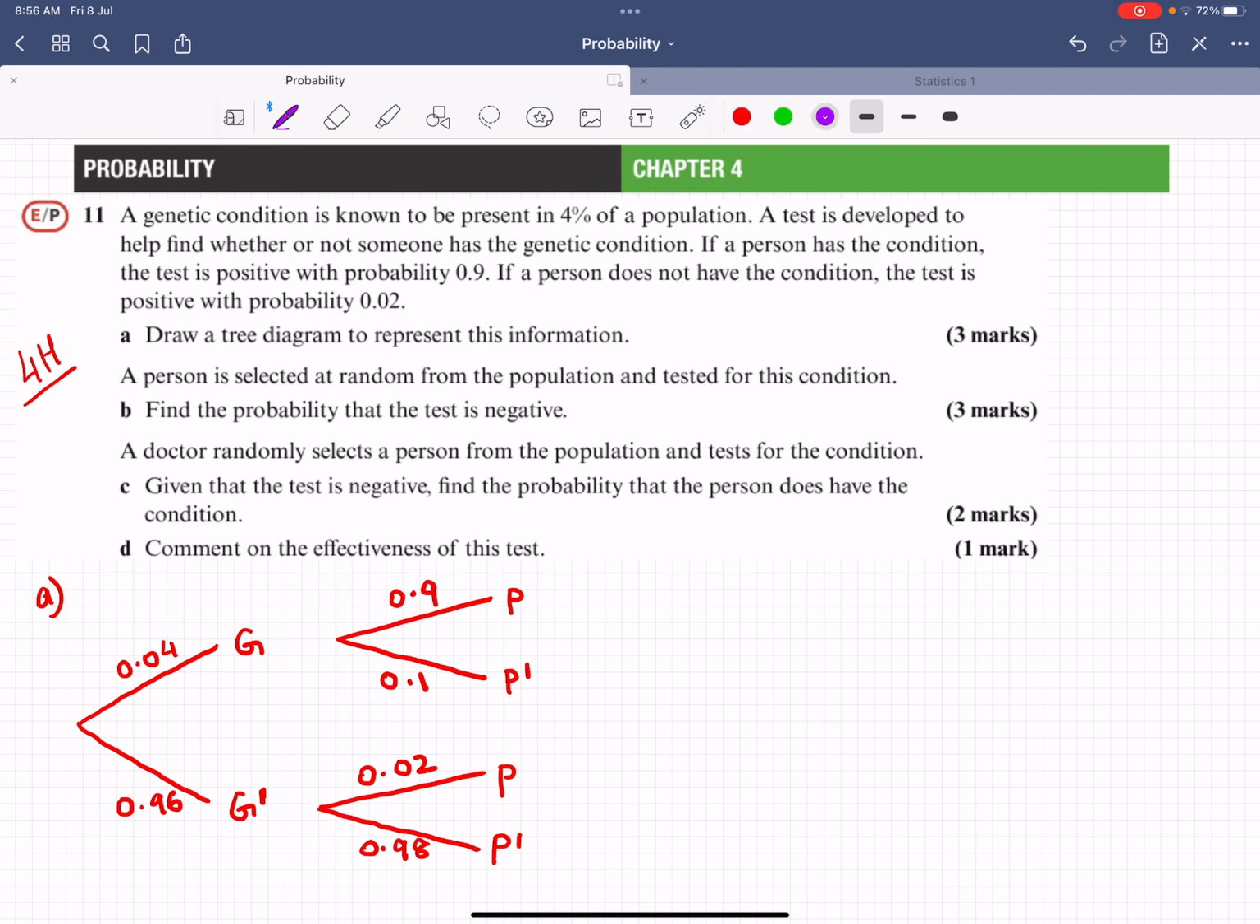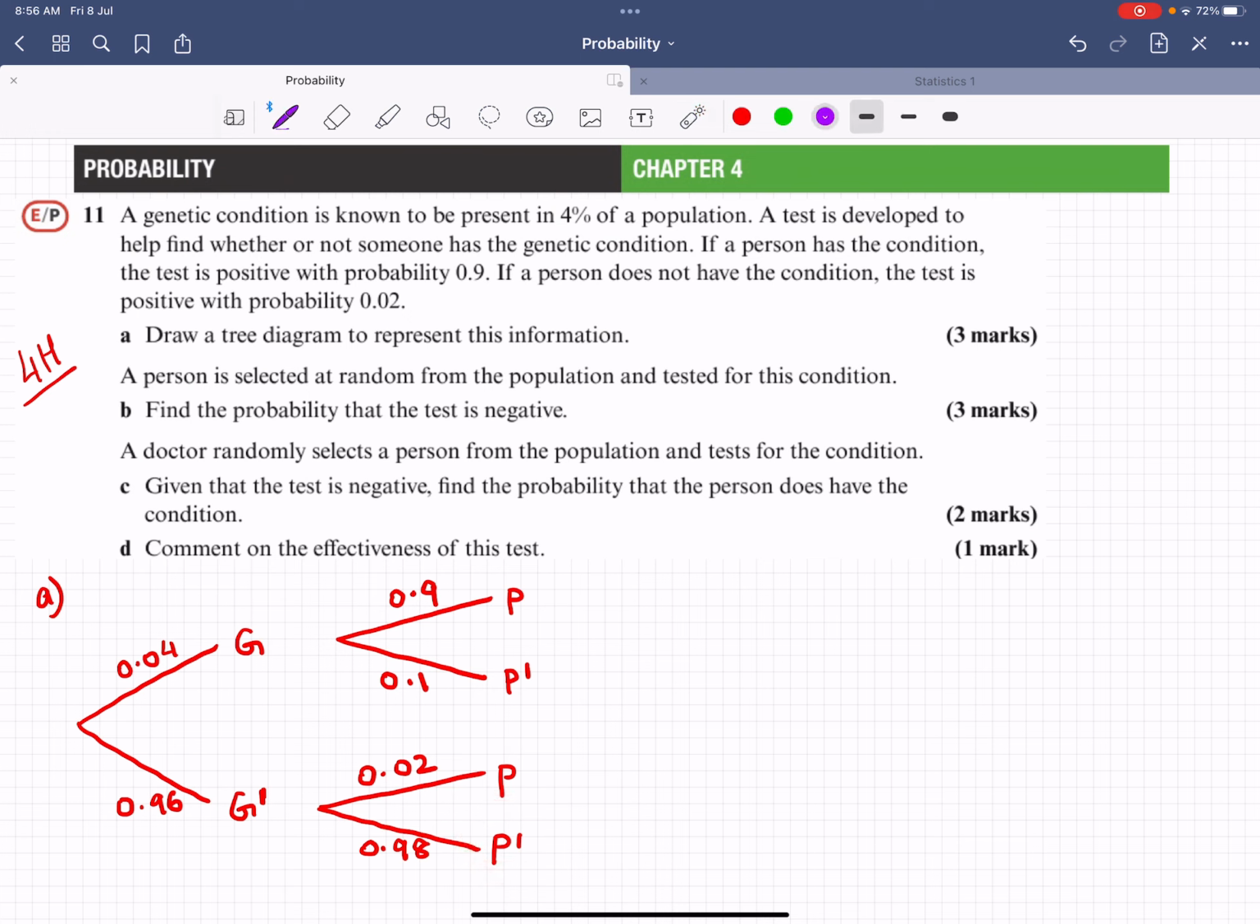Now in part B, a person is selected at random from the population and tested for this condition. Find the probability that the test is negative. So we need to find in general that the test is negative. P complement means not positive or negative. So for those who have the genetic condition and their test is negative, and for those who do not have the genetic condition and their test is negative.